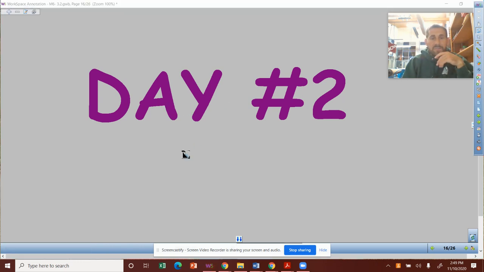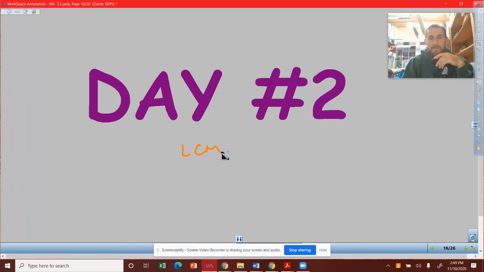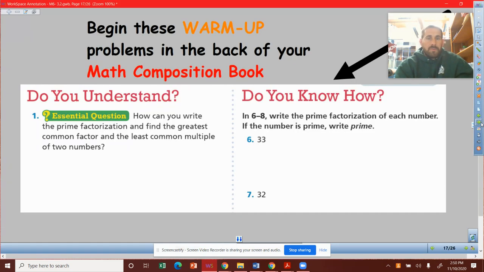So this is our day 2 of when we were doing LCM and GCF, which was our lesson 3.2. So here's your warm-up today. Go to the back of your math comp book, find a clear spot, don't start a new page, and let's start our warm-up. So we have 1, 2, 3 questions.